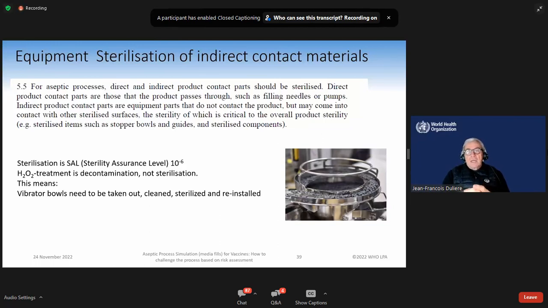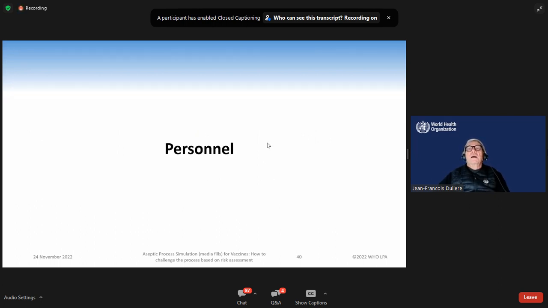Your stopper ball, for instance, and things like that, you can introduce them in a safe way into the isolator if it's possible, and then how, after closing the isolator, you will decontaminate them. And this is really a challenge at the moment, and you will need to make a robust risk assessment regarding this point.